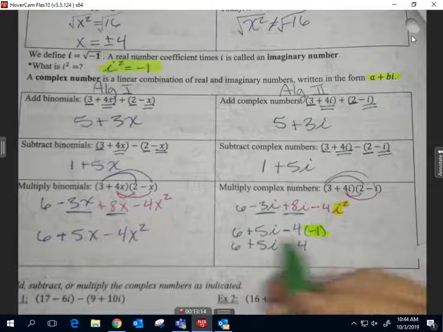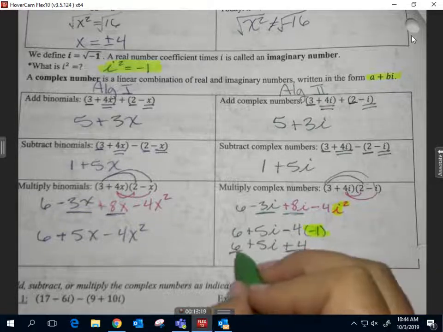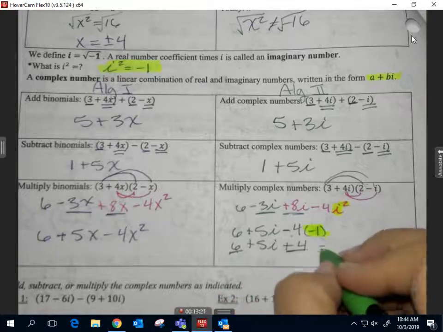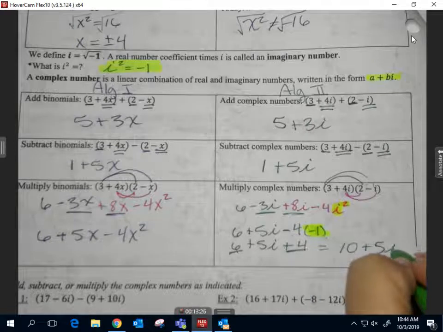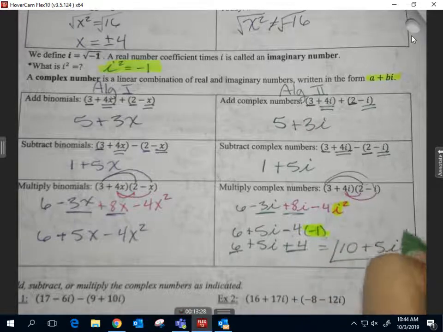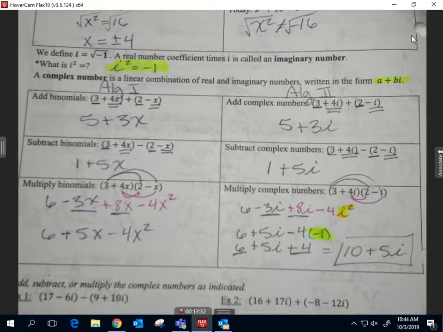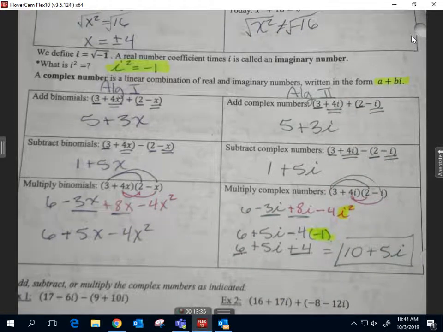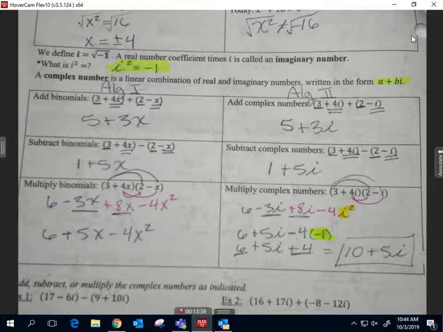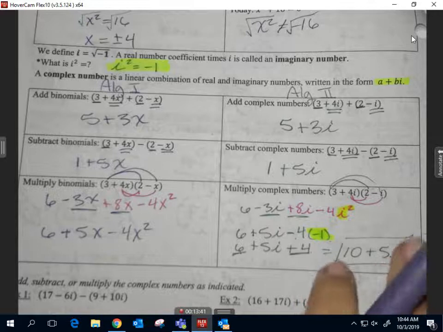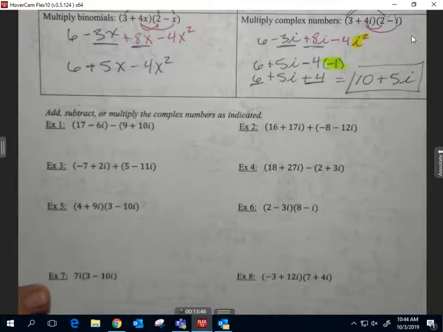Positive 4. And now we have like terms again, don't we? Yeah. So now we're going to have 6 plus 4 is, and then bring the plus 5i. Still keeping this form up here. So that's the difference. Okay, so like I said, I think for the most part, subtracting might give you the most trouble. But that's essentially the lesson of today.